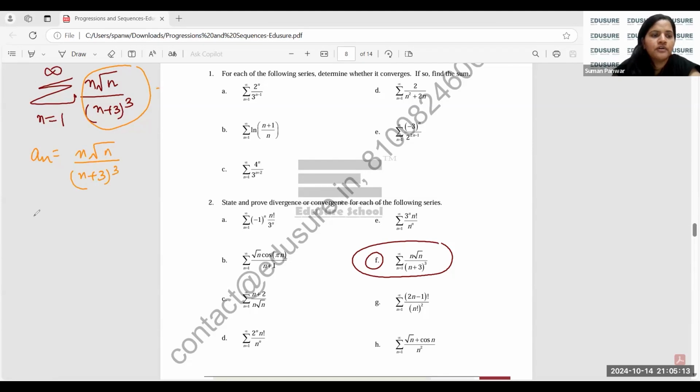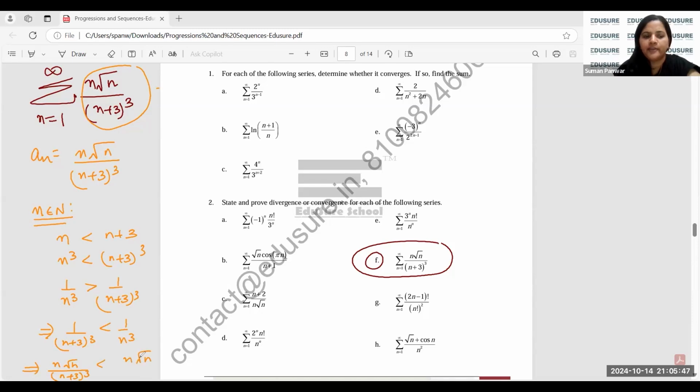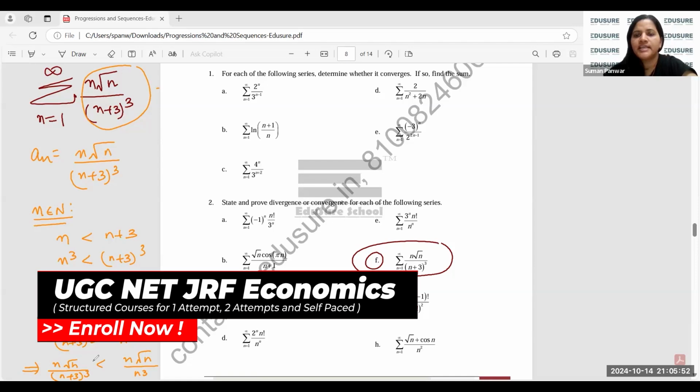So we know that n is a natural number. So therefore, n is less than n plus 3. So n cube is less than (n plus 3) whole cube. And if we take the reciprocal, this is greater than this. So this will imply, okay. And then if we take n root n, this is n root n divided by n cube. So what we notice is that your an is less than n root n.